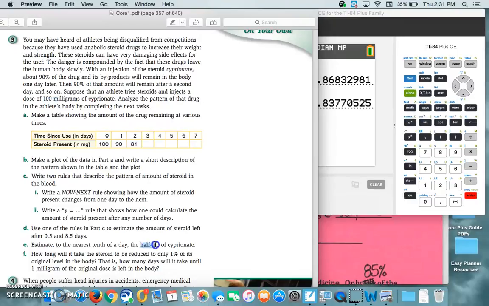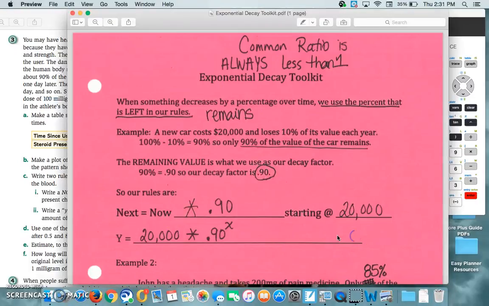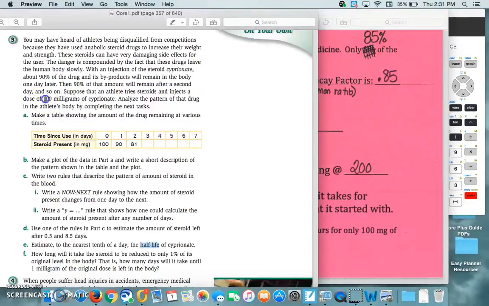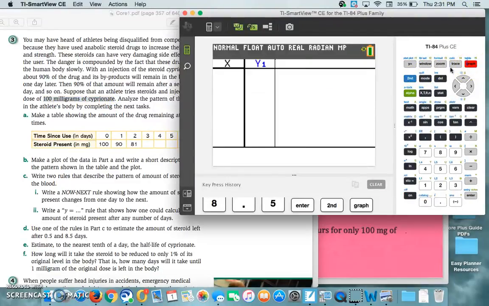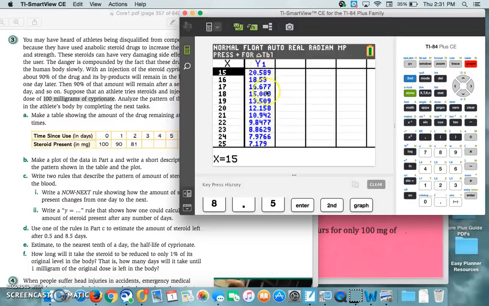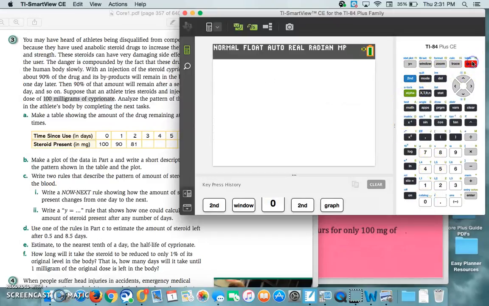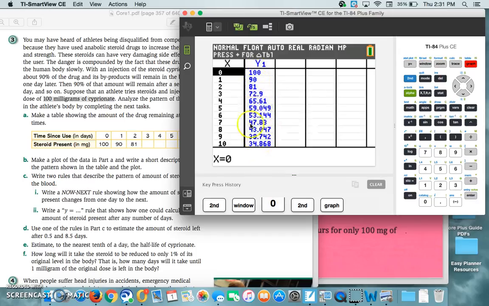Now we are interested in the half-life. The half-life is the amount of time it takes for something to be reduced to 1/2 of what it was when we started. So if we started with 100 milligrams of this anabolic steroid, we are looking in our table for when the y column is equal to 50. Clearly 15 days is less than that. So go back and start the table at 0, and taking a look at the table, we're looking for 50, somewhere in between day 6 and day 7.